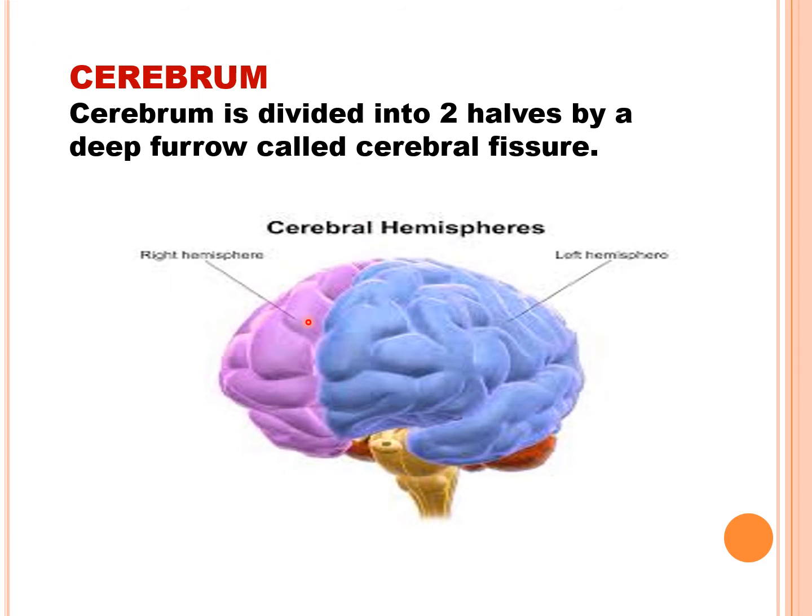Cerebrum. Cerebrum is the largest portion of the brain. It occupies 2/3 portion of the brain. The cerebrum is divided into two halves by a deep furrow, and this furrow which divides the cerebrum into two halves is called the cerebral fissure. Because of the cerebral fissure, the cerebrum is now divided into two halves. Each of the halves of the cerebrum is called a cerebral hemisphere. So this is the right cerebral hemisphere and this is the left cerebral hemisphere.